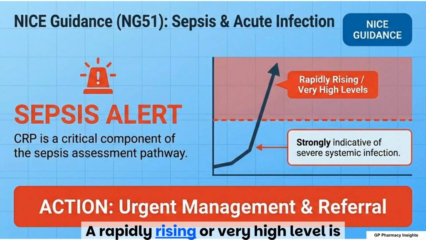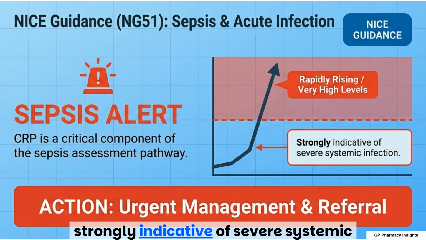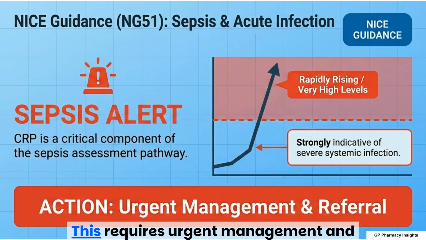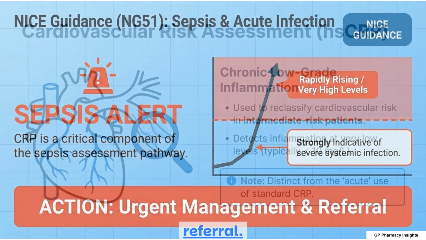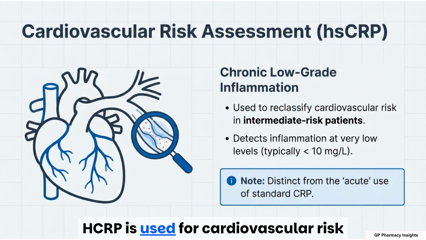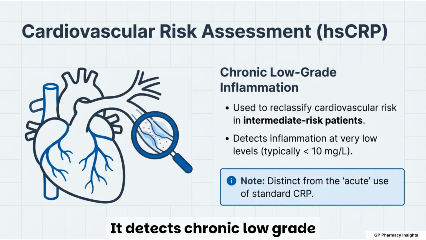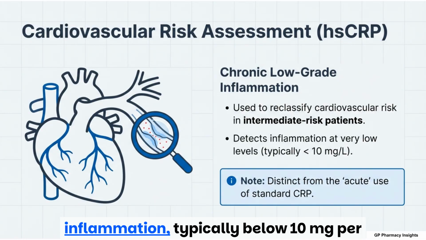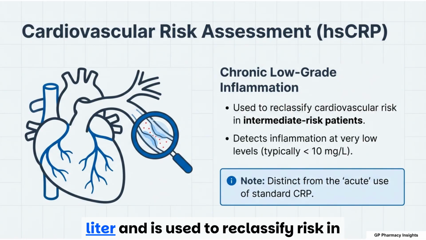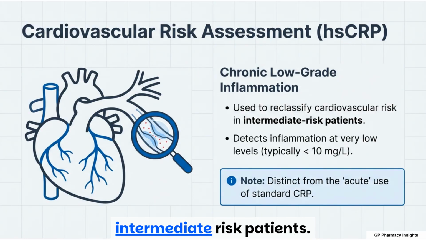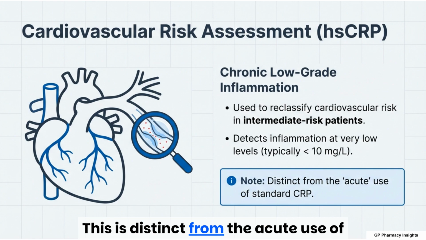A rapidly rising or very high level is strongly indicative of severe systemic infection. This requires urgent management and referral. hs-CRP is used for cardiovascular risk assessment. It detects chronic low-grade inflammation, typically below 10 milligrams per liter, and is used to reclassify risk in intermediate risk patients. This is distinct from the acute use of standard CRP.